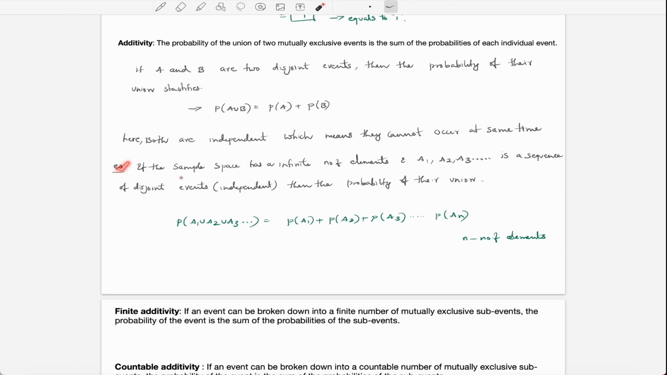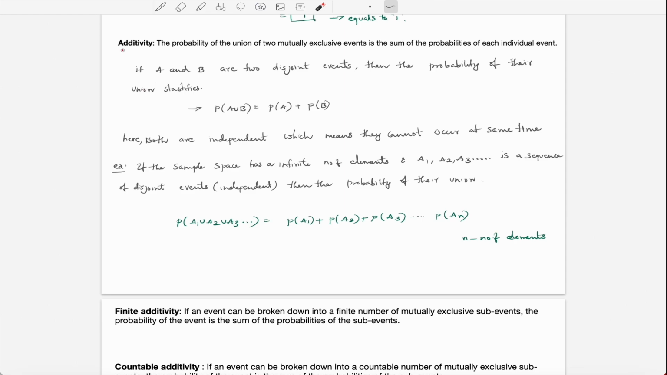So for example, if a sample space has a finite number of elements, like 1, 2, 3, 4, 5, 6 and so on, a sequence of disjoint events means they are mutually exclusive, and the probability of their union, taking A1 union A2 union A3 and so on, is equal to P of A1 plus P of A2 plus P of A3, and so on up to P of AN, where n is the number of events in this experiment.